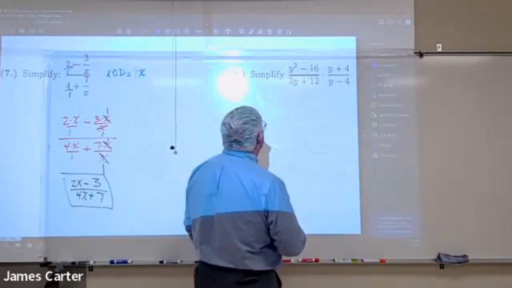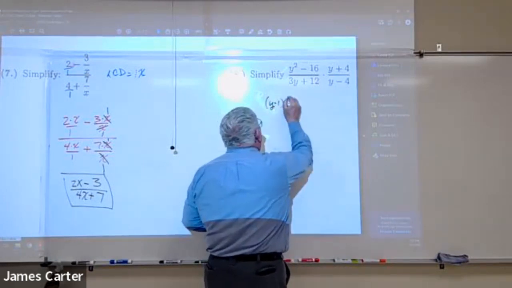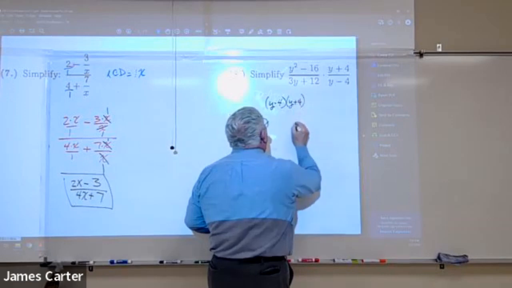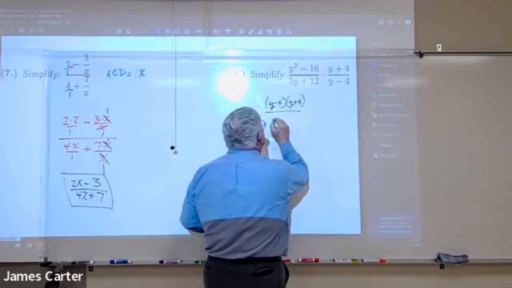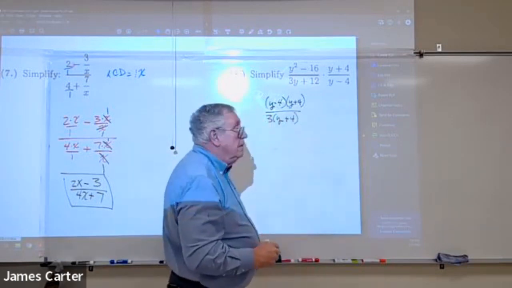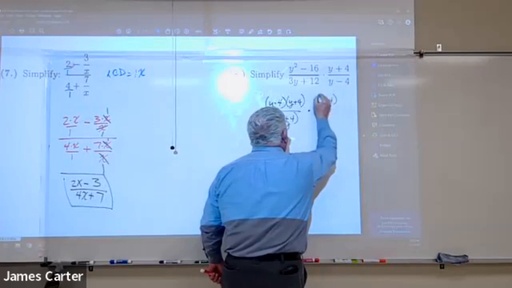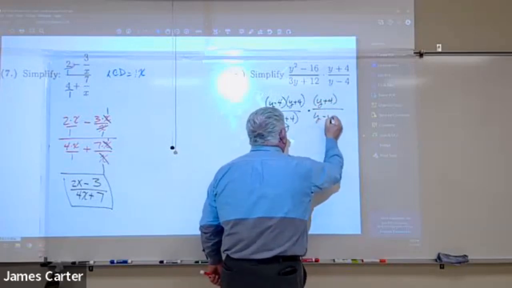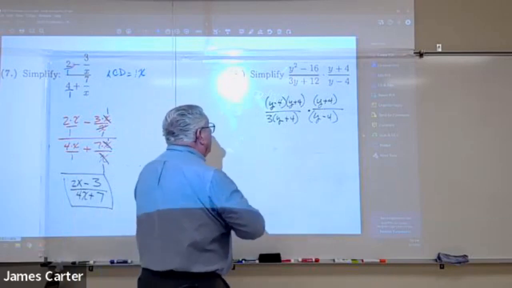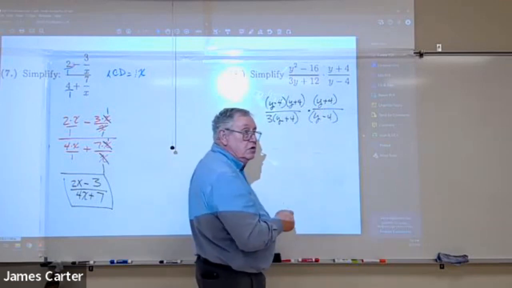Okay, so in this case, I'm going to factor these. This becomes y minus, or excuse me, 4, y plus 4. This becomes 3 times y plus 4 times y plus 4 over y minus 4. Okay, now we got some stuff we can cancel. This one will cancel either this one or that one or the other. Doesn't matter which one you use.